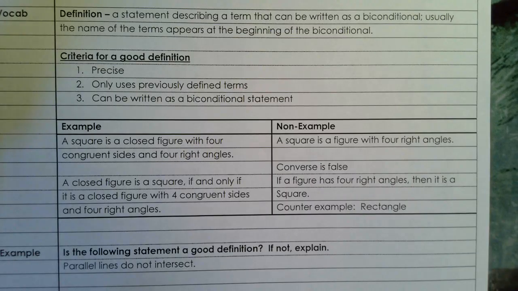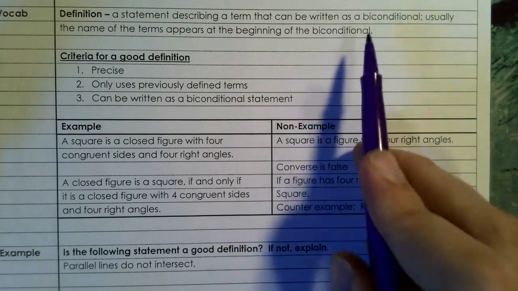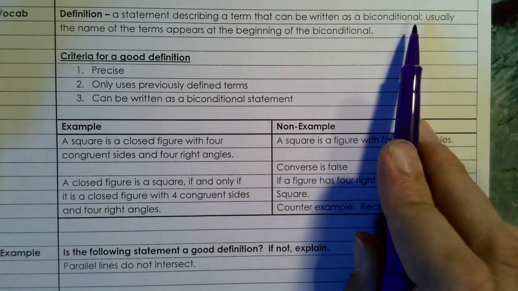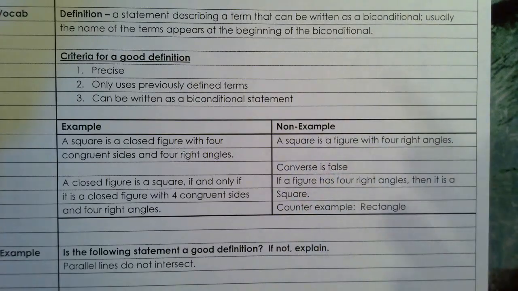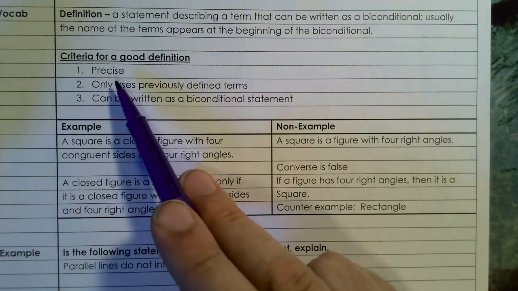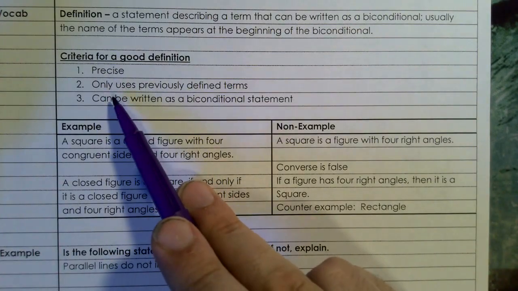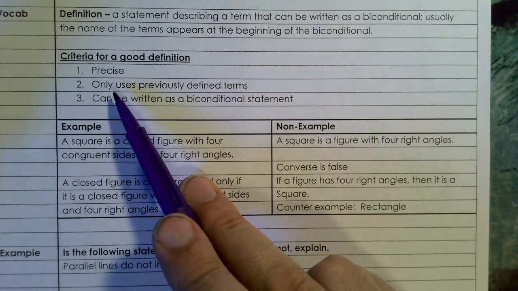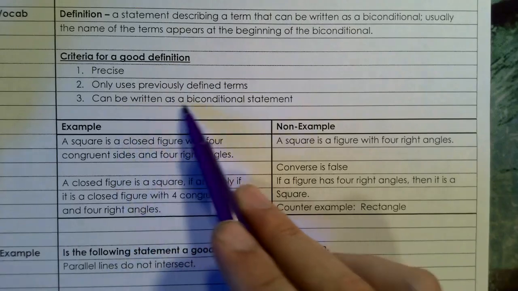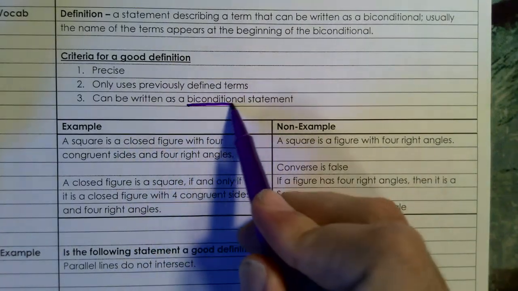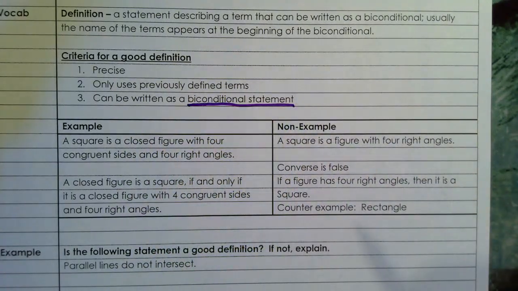One place that biconditionals are used quite often is for definitions. Definitions are actually biconditionals. They're just not written exactly like a biconditional. If something can be a biconditional, it makes a good definition. A good definition needs to be precise, use previously defined terms, so you don't want to use the word in the definition. And most importantly for our lesson today, they can be written as a biconditional statement.